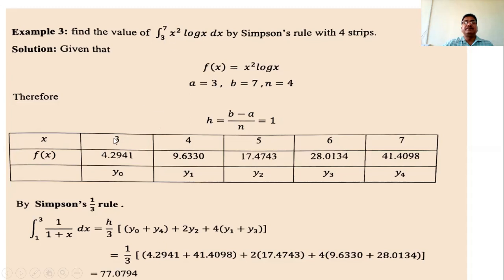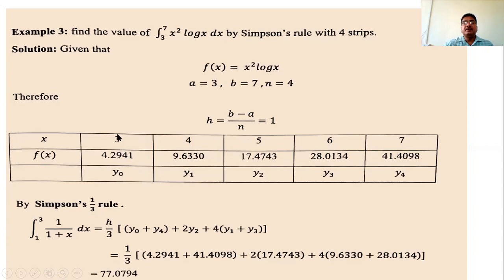What are the values of x? Starting from 3, because the lower limit is 3, and the next value we get by adding h: 3 plus 1 is 4, 4 plus 1 is 5, 5 plus 1 is 6, 6 plus 1 is 7. So these are the end points of the sub-intervals. The number of sub-intervals is 4, but the end points are 5 in number: 1, 2, 3, 4, 5.